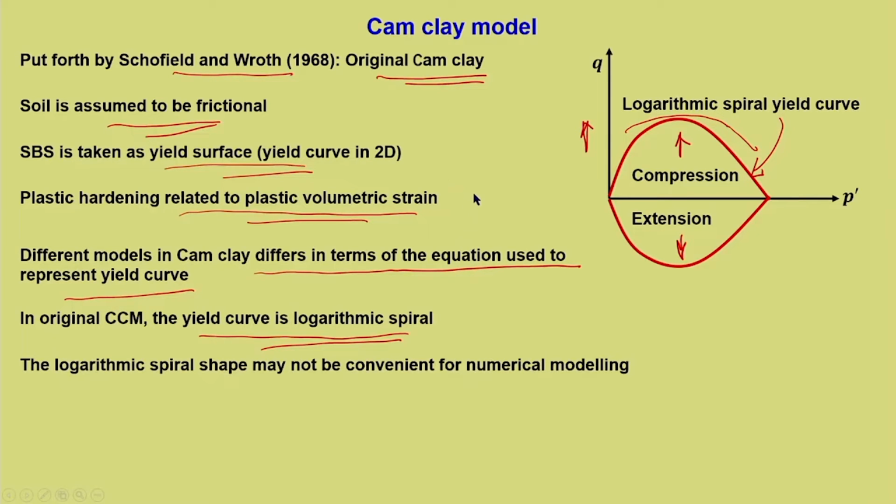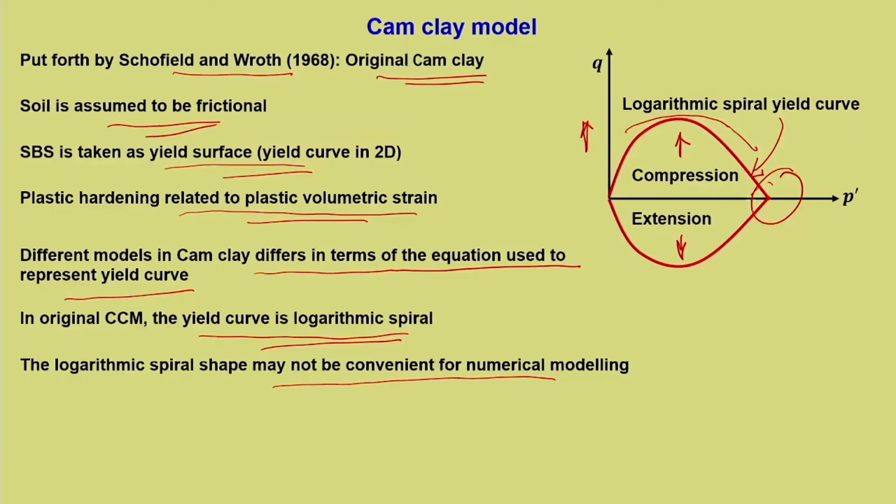The logarithmic spiral shape may not be convenient for numerical modeling. You can see this particular portion wherein there is a pointed edge here. Now, for all numerical modeling we need to ensure the continuity of the differential equation which is used. So this particular location creates problems in some of the numerical models, and it affects the stability of the algorithm. That is the reason why the modification has been given, but to understand the basics of Cam clay, we need to understand this particular model, the original Cam clay, also.